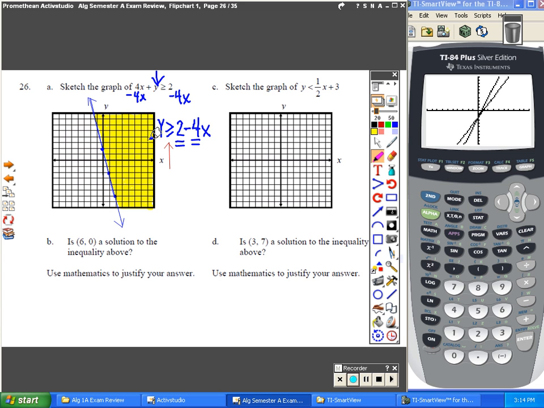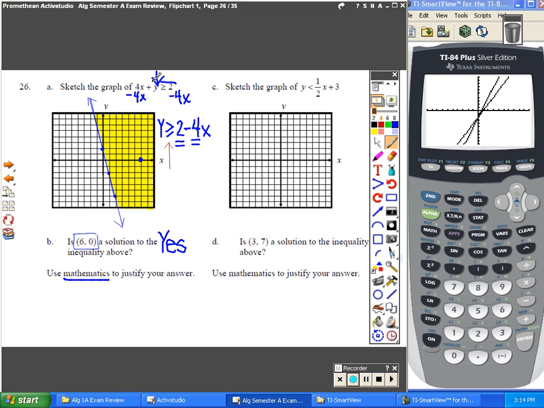And now I just have two questions to answer. First, it asks me if 6, 0 is a solution. So look on your graph, that would be 1, 2, 3, 4, 5, 6. And I would say just by the graph, yes, this is a solution, just because it's in the yellow section. But it also says we have to use math.